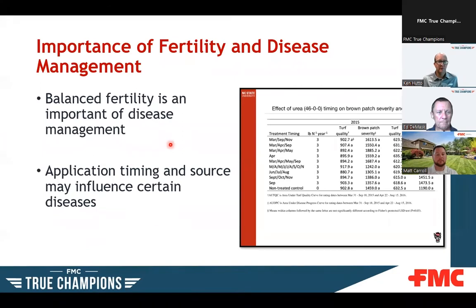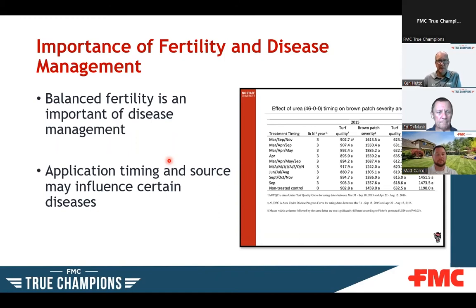We talk a little bit about the importance of fertility and disease management. Balanced fertility is very important. You'll hear me talk about this as we get to a few diseases throughout this presentation. But it's not always the case. And that's a challenge, because what may work for one turfgrass type on one disease may not work for another turfgrass type with the same disease. What I mean by that is, with brown patch, the old adage, if you go back to the old Kentucky 31 tall fescue days, applying too much nitrogen to Kentucky 31 really stimulated brown patch development.